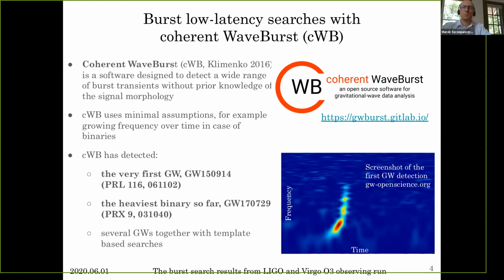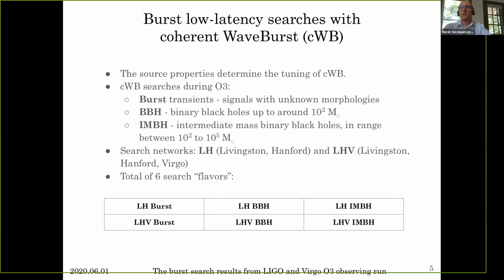We use, as Brennan introduced in the previous presentation, coherent WaveBurst. This is an algorithm searching for gravitational waves for a very wide range of gravitational wave transients. It uses very minimal assumptions about the signal. Coherent WaveBurst detected the very first gravitational wave back in 2015, and the heaviest binary black hole so far back in 2017. Together with the template-based searches, it also detects many other gravitational waves. So you can see that this is a very powerful tool.